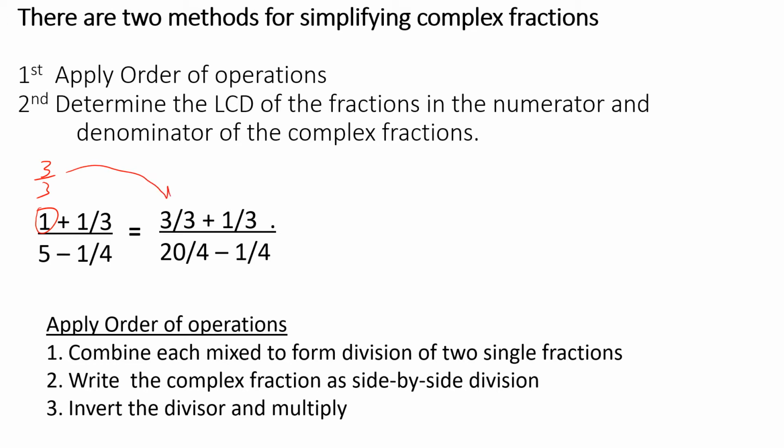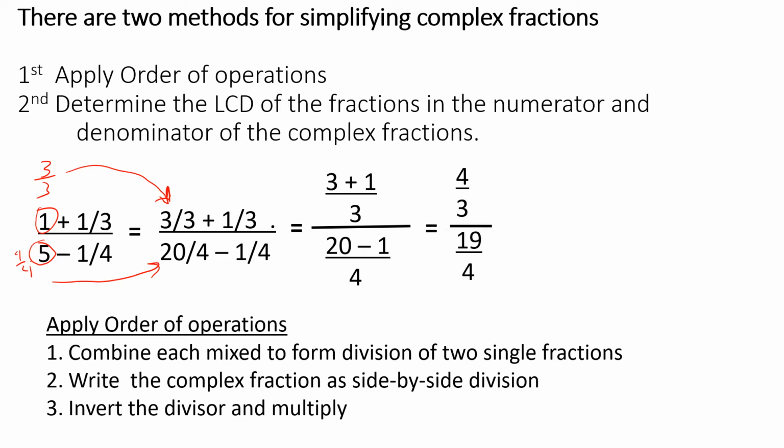I did that so that on the top I have common denominators. And then on the bottom, I wanted a common denominator too, so I had to write this 5 with a common denominator of 4. You do that by taking 4 over 4, and that gives you 20 divided by 4. Now on the bottom, I have two fractions with a common denominator, and I can add straight across: 3 plus 1, all over 3, and 20 minus 1, all over 4. Go ahead and simplify, and I get 4/3 all over 19/4.